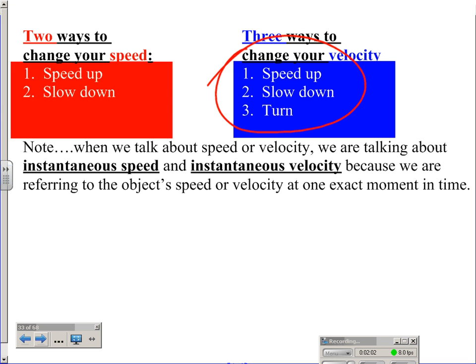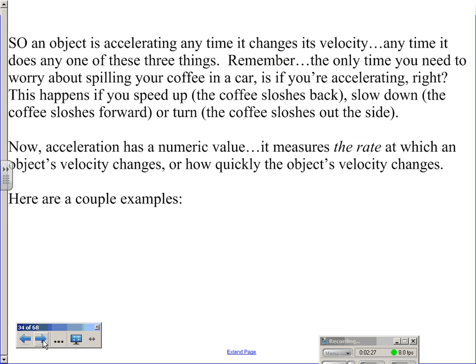So people always say, well, what about deceleration? In physics, we don't use the word deceleration. Okay, what's actually going to happen is usually if you slow down, that'll end up, this is sloppy, but basically being a negative acceleration. Okay. Also, please keep in mind here that we are now talking about instantaneous velocity. When you speed up, slow down, or turn, you're changing your instantaneous velocity, and that's what we're going to be interested in. Okay. So an object is accelerating anytime it changes its velocity, if it does one of those 3 things.